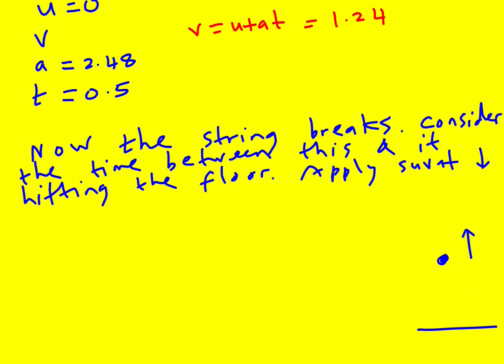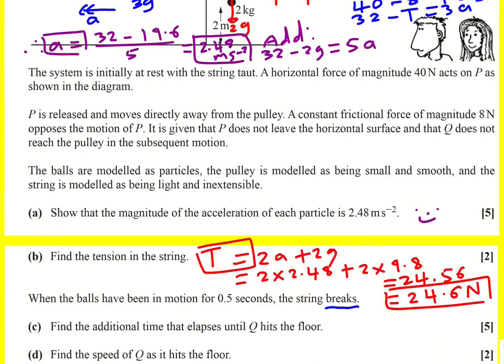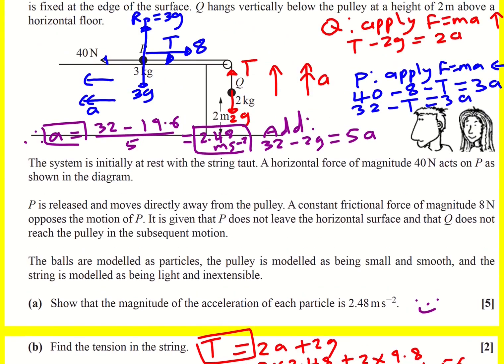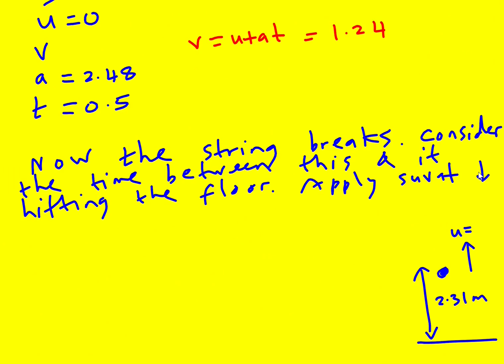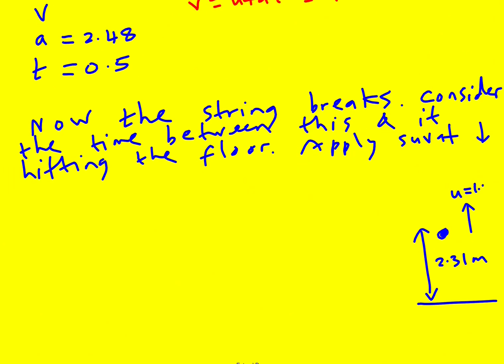We know at this point, actually, because it's moved up by 0.31 meters, it's going to be 2.31 meters from the floor. Because don't forget, right at the start of the question, it was 2 meters above. These are things you have to realize. And then the original velocity now is going to be this 1.24. I just thought a little diagram would help, but let's actually get it written down as before.